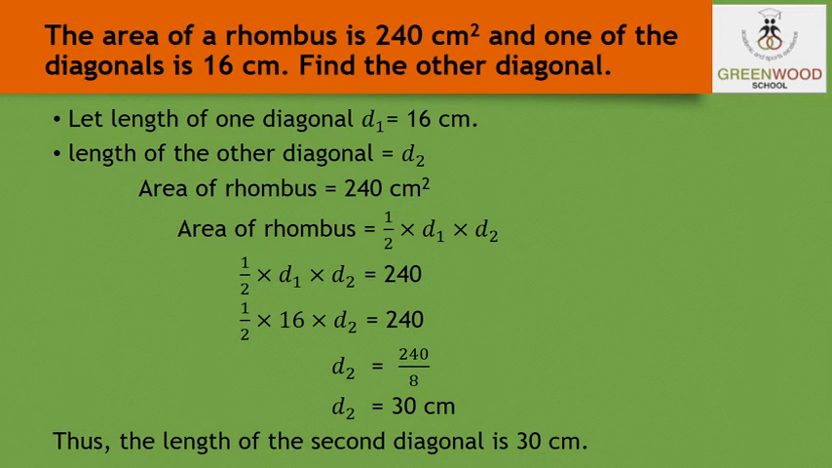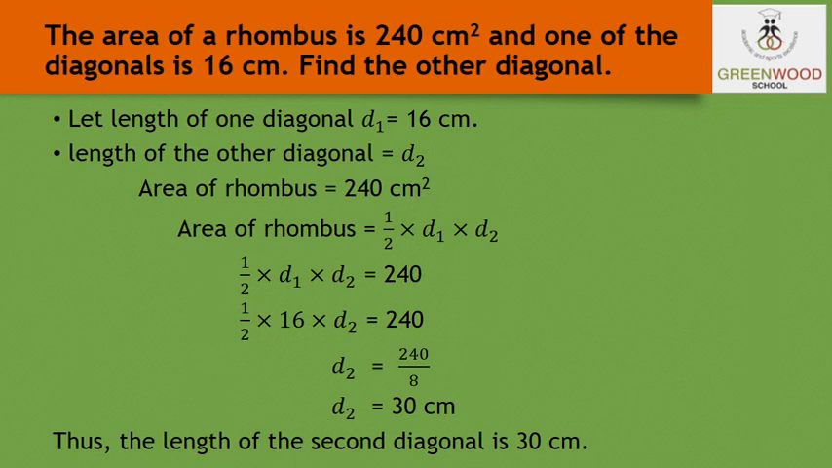In this question, the area of rhombus is 240 centimeters square and one of the diagonals is 16 centimeter. Find the other diagonal. Area of rhombus is given as 240 centimeters square. Length of one diagonal, that is D1, is equal to 16 centimeter, and let the length of the other diagonal be D2. Now, according to the formula, area of rhombus equals half into D1 into D2.